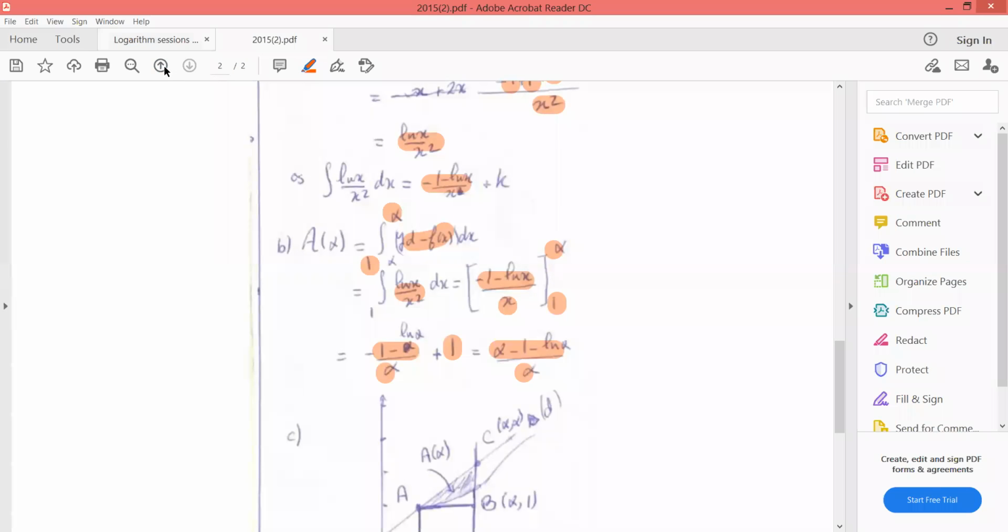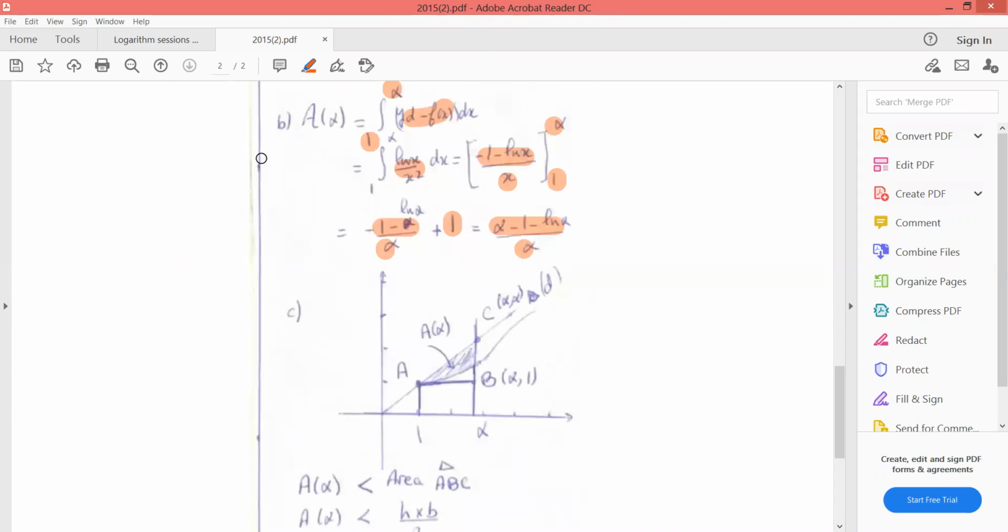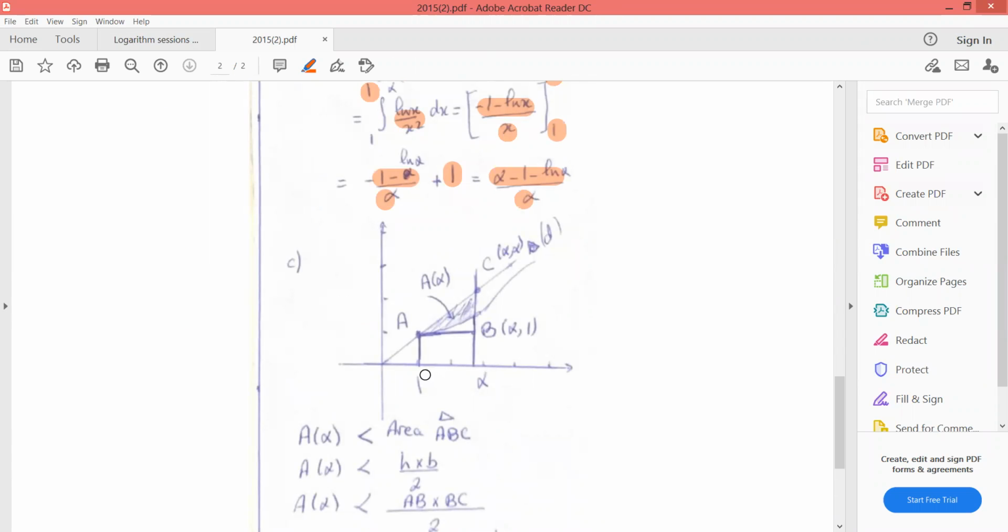The last part: use the graph to verify that A of alpha is less than alpha minus 1 squared over 2. Use the graph, not calculation. For this purpose, I take x equals 1 and x equals alpha. This line is y equals x. These are the bounds, 1 and alpha. On 1, I drew a line and called this point A here. On alpha, I took a line that cuts here, called B, and this point I called C.